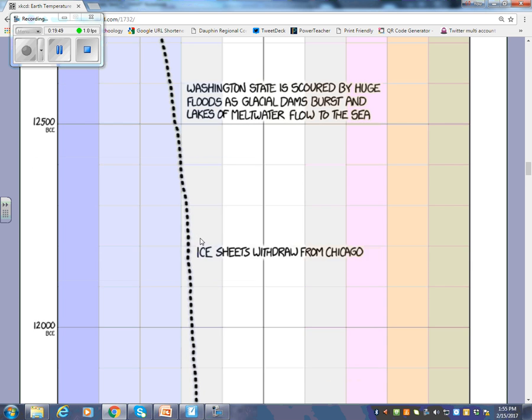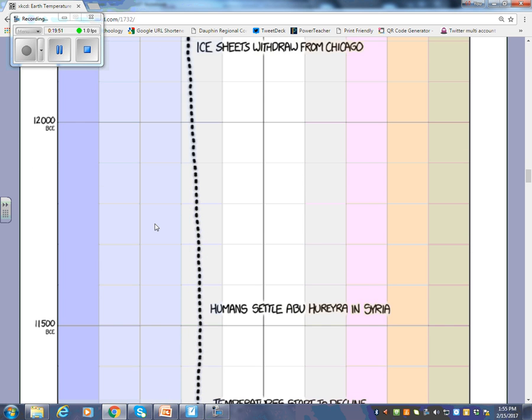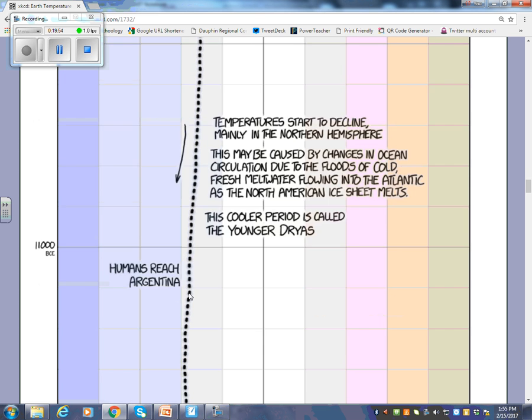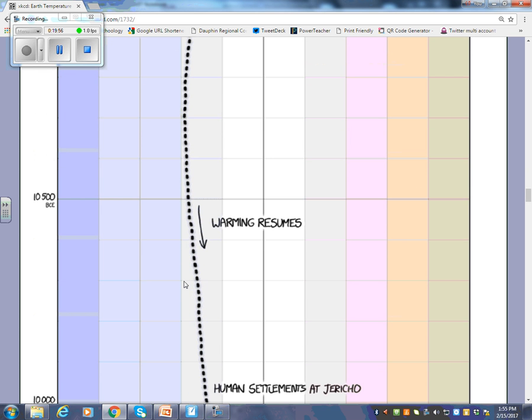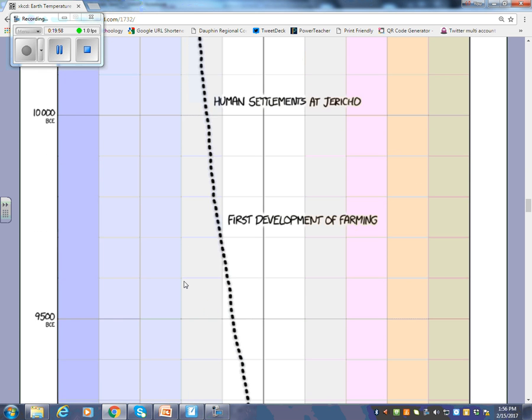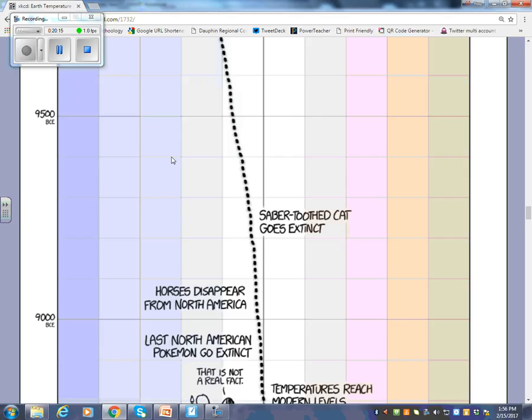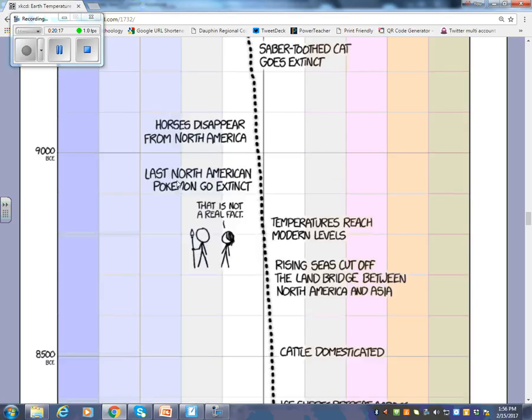Ice sheets are moving away from Chicago, still warming up. Every one of these big blocks is 500 years. Then it gets cooler again, and then the warming resumes. Now we're cooking. We're still below our average. 500 years from there to there. Developing the farm. 10,000 years have passed from the start to here. That's a lot of generations. It only went up 3 to 4 degrees. Now you're warming.